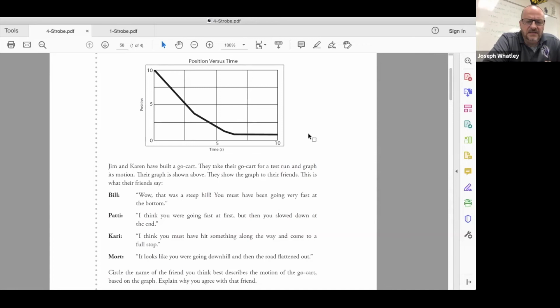Carrie says, I think you must have hit something along the way and come to a full stop. Mort, whatever kind of name Mort is, says, it looks like you're going downhill and then the road flattened out. So get your idea, 1, 2, 3, 4, stop the share.